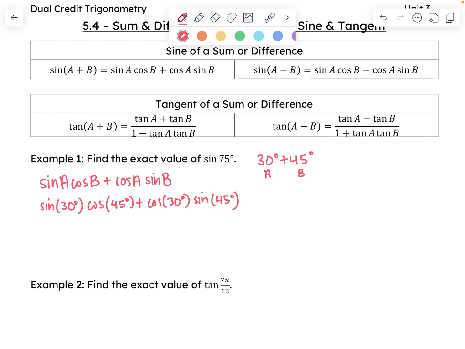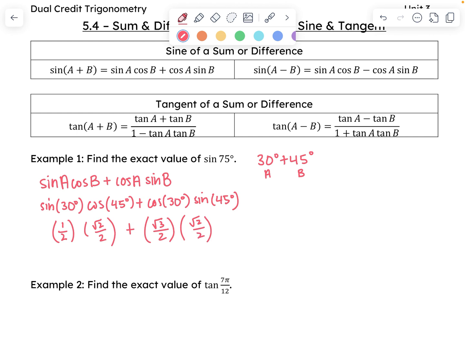Now on my unit circle, the sine of 30 degrees is 1/2. The cosine of 45 degrees is root 2 over 2. Plus the cosine of 30 degrees is root 3 over 2. And the sine of 45 degrees is root 2 over 2.